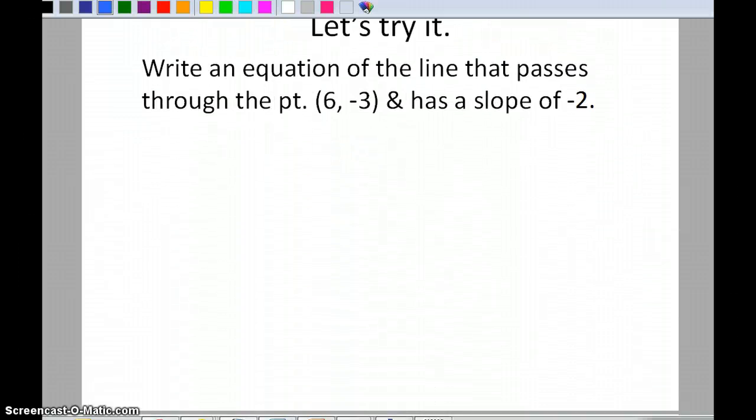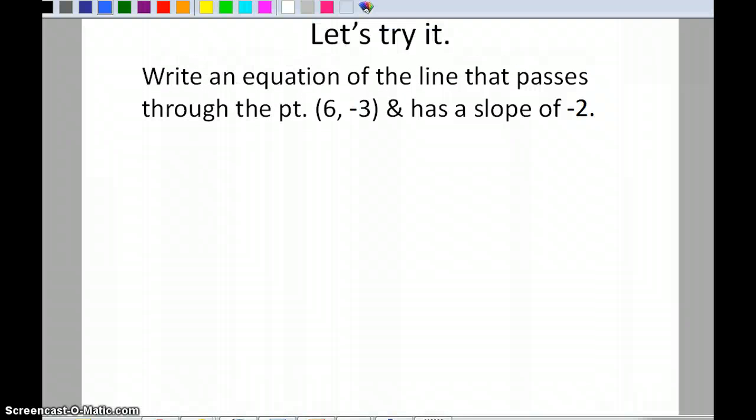Okay, now let's try. We're going to write an equation of a line that passes through the point 6, -3 and has a slope of -2. Well, I'm going to save myself some time and write down the basic equation for point slope. So that's y minus y sub 1 is equal to the slope times x minus x sub 1. One of the things that's really important to remember is that I'm going to put in a number for y sub 1, a number for the slope, and a number for x sub 1.